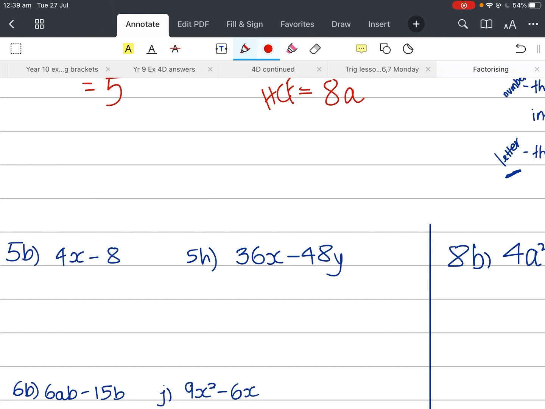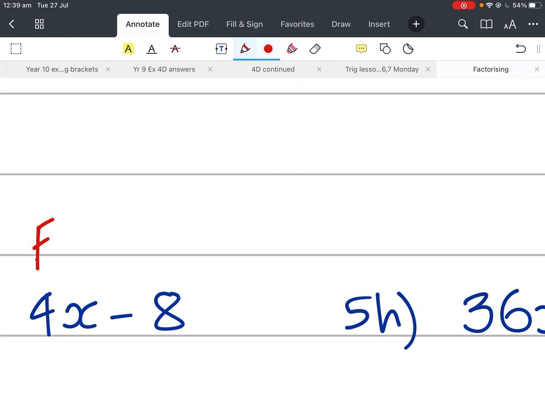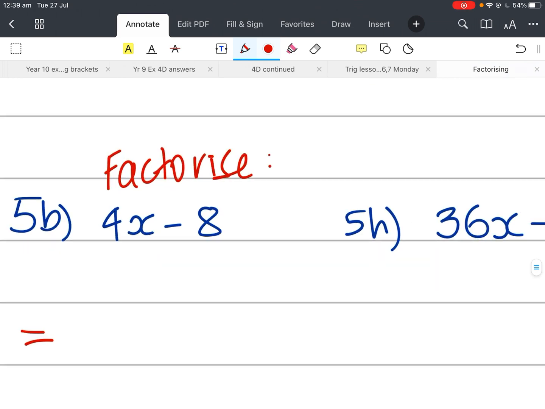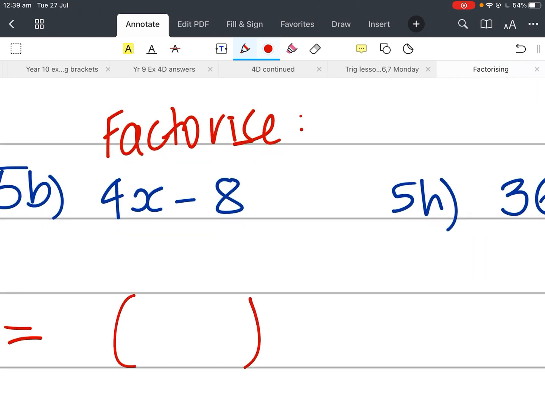So in question 5, again, you are being asked to factorise. So if you remember, to factorise, that means you have got to get brackets in your answer. So that means I've got to find something to put on the outside of the brackets. That's my HCF. And then I've got to find something to put inside my brackets. So look at my 2 terms first of all. One's a 4x, the other one's an 8. So look at the numbers. What's the biggest number you can think of that goes into 4 and 8?